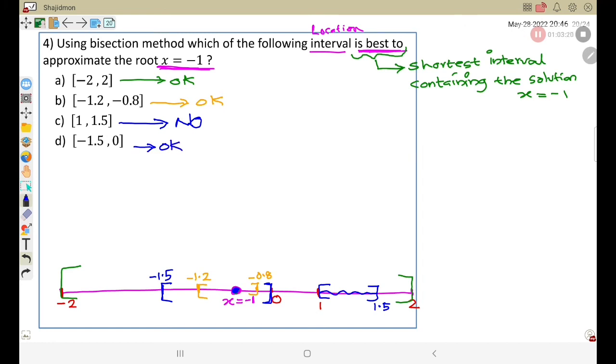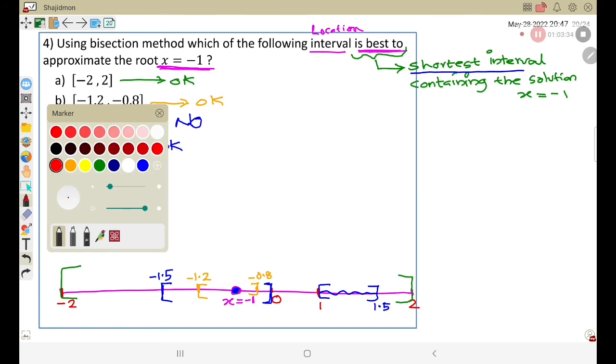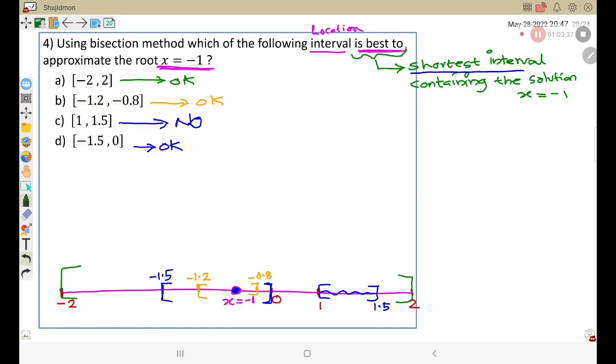So out of these 4 answers, 3 are correct, 3 we can take. But what is the question? Which is the best location, the best interval? As I told, out of these 3, which is the shortest interval containing our answer? You can see which is the shortest. This yellow-marked small interval is the shortest, so I can write here, this is the shortest. So this is the best interval. B is the correct answer, the best interval, best location.